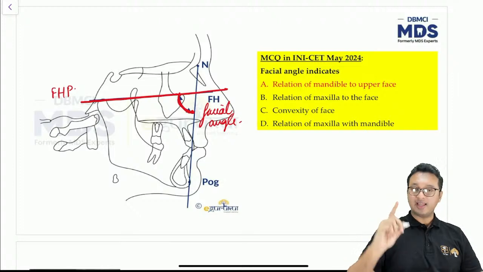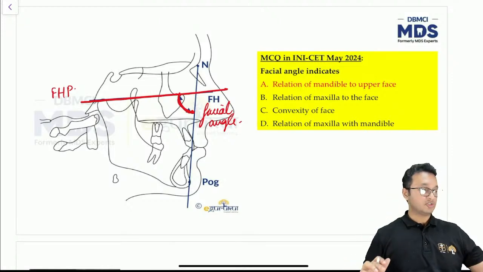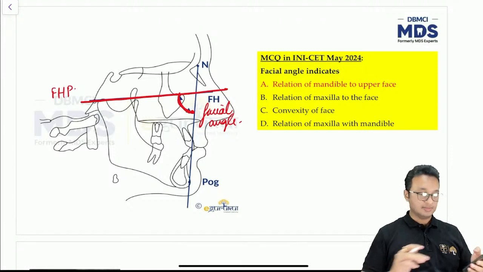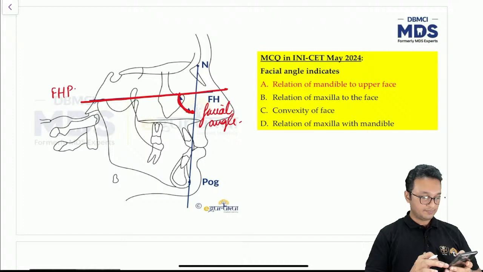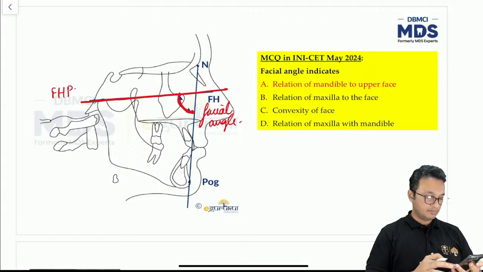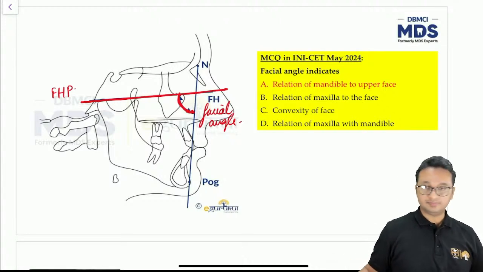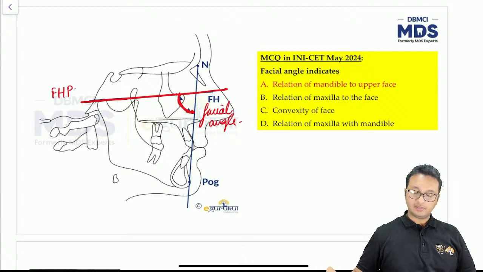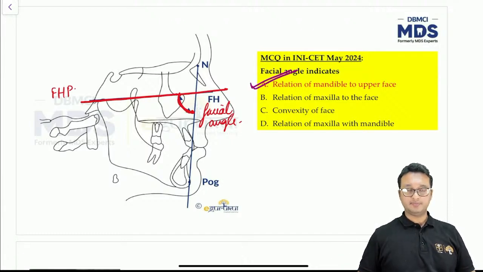So now you have the diagram in front of you. You tell me what should be the answer. Just a second. Let me open up my YouTube if I am encountering any question. All right. So what should be the answer? The facial angle indicates the relationship of the mandible to the upper face.